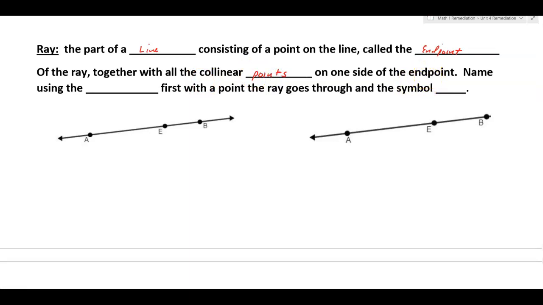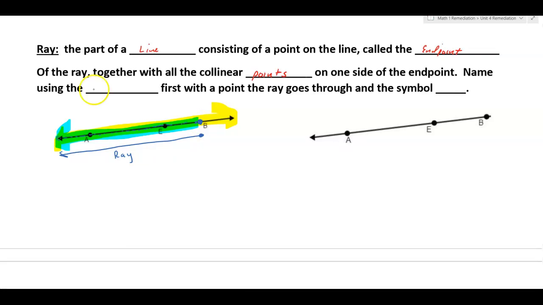So when I look here, I have this line right here that extends in both directions forever and ever. If I pick one point to be the endpoint, so in this case I'll say B, and I take all the points to one side of that endpoint, what this gives me is from here to here, a ray. So the ray consists of all the points on a line that lie to one side of that endpoint. And that gives us a ray.